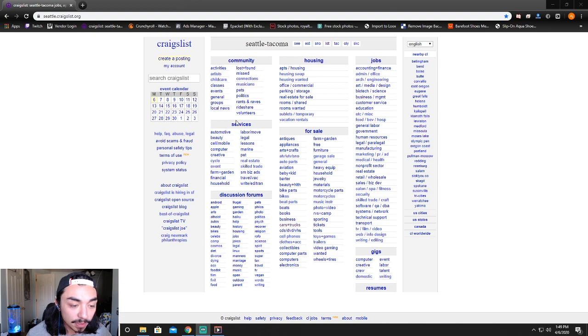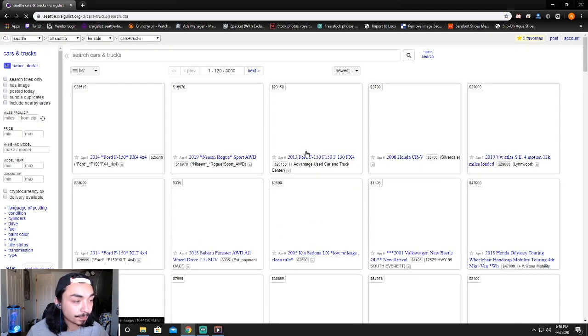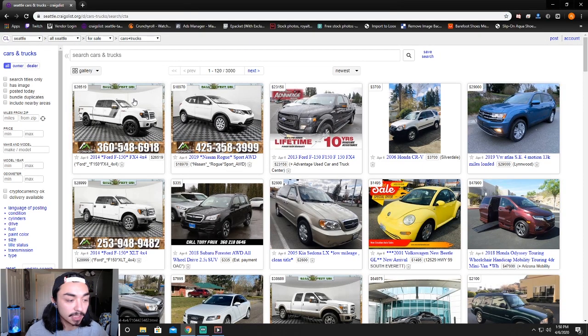So the first thing you want to do, as you can see, it brings you to this page. Under for sale, go to cars and trucks. It's going to bring up a bunch of things, including dealership offers, and you really don't want to deal with the dealership when you're just trying to flip cars. These are the settings that I normally go for. I go over to the left hand side here. I go to cars and trucks.